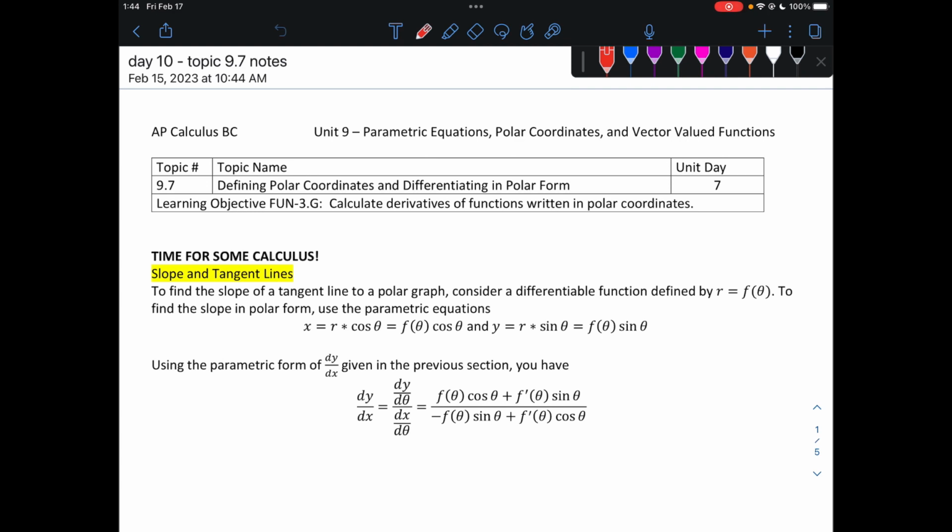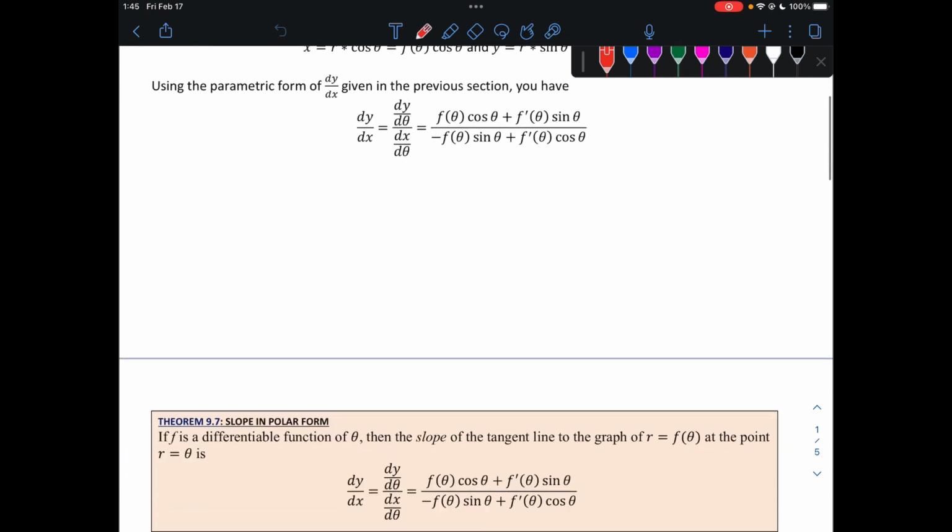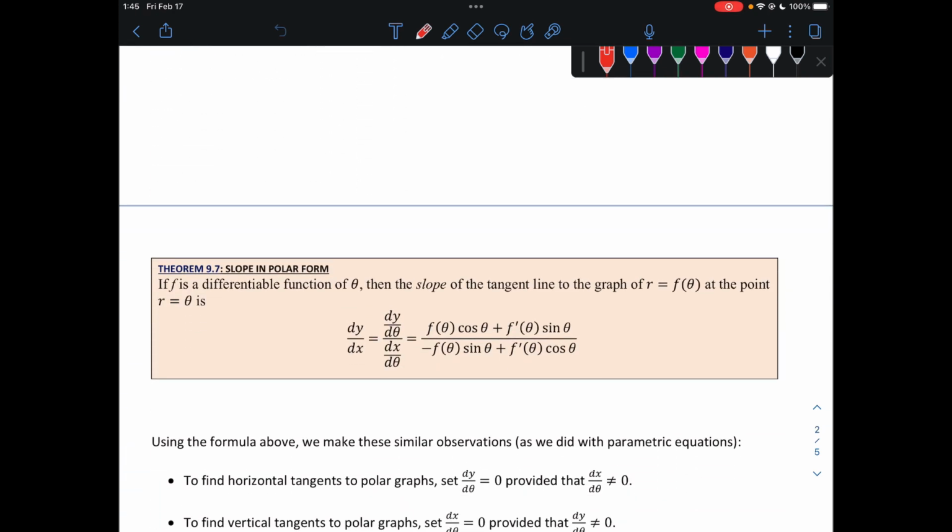Using the parametric form of dy/dx, in the previous section we talked about parametrics, we now have dy/dx equals dy/d theta over dx/d theta, which is simply two product rules, as you can see there. So to sum up, that is our, I guess you can call it, formula for the derivative of polar form equations.